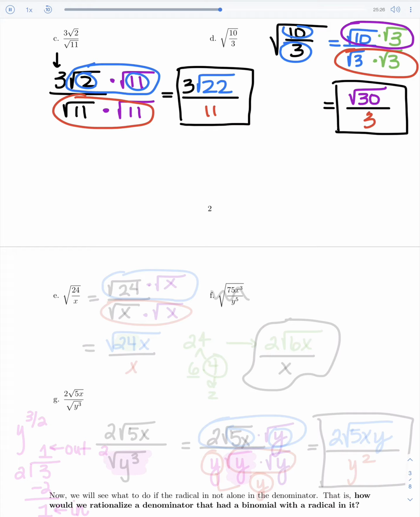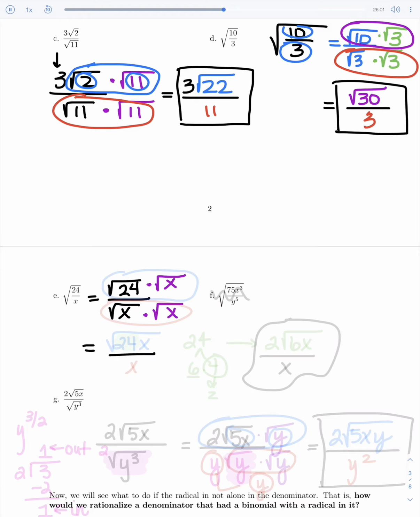Let's take a look at E. In E, again, it looks like we have a different type of problem, but remember, taking the root of an entire fraction means we're actually taking the square root of the top, square root of 24, and the square root of the x. So my problem is that I don't want to have a square root on the denominator. So how do I get rid of a square root of x? I'm going to multiply the bottom by a square root of x, but then I have to also do that to the top. So let's see what that does for me.